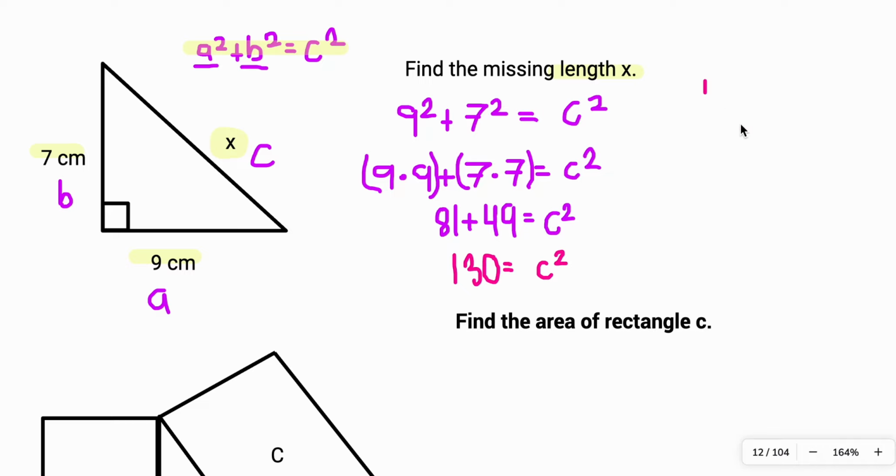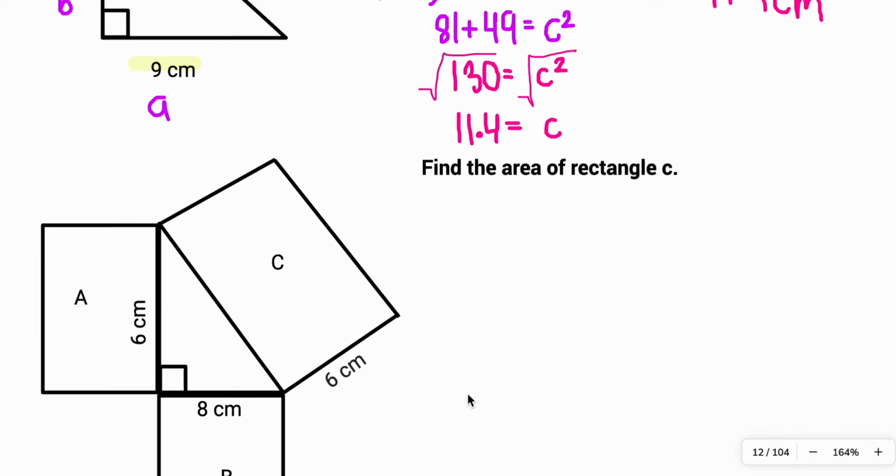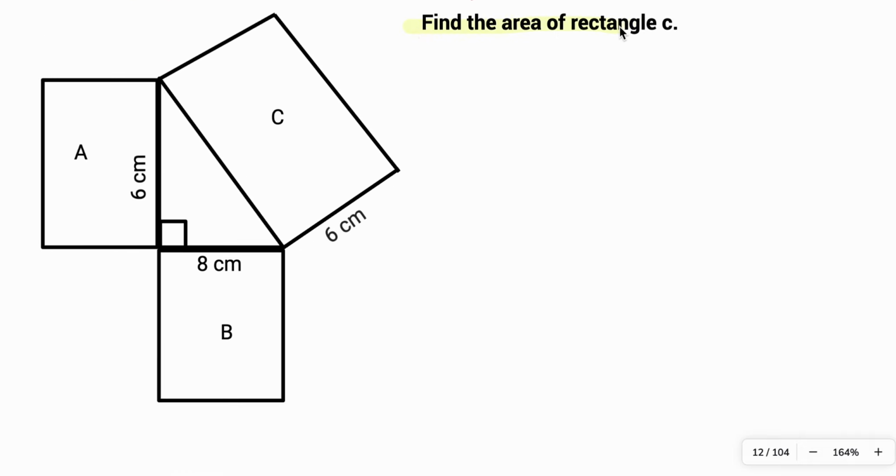But unfortunately, 130 is not a perfect square, so we're going to have to plug this into our calculator. So I'm going to take the square root of that, and our answer is going to be 11.4 centimeters, and that equals C. So now let us move on to our next problem.